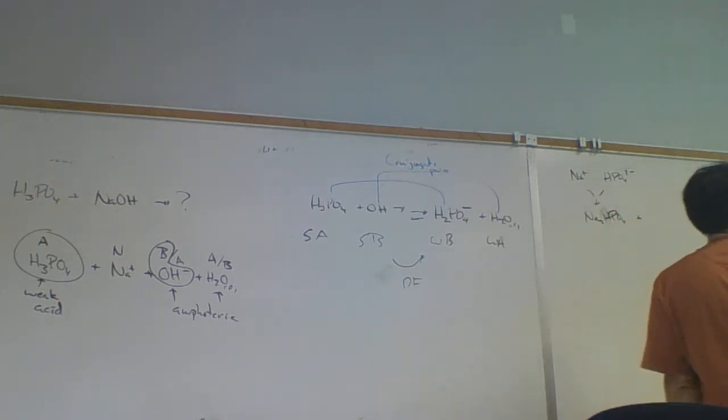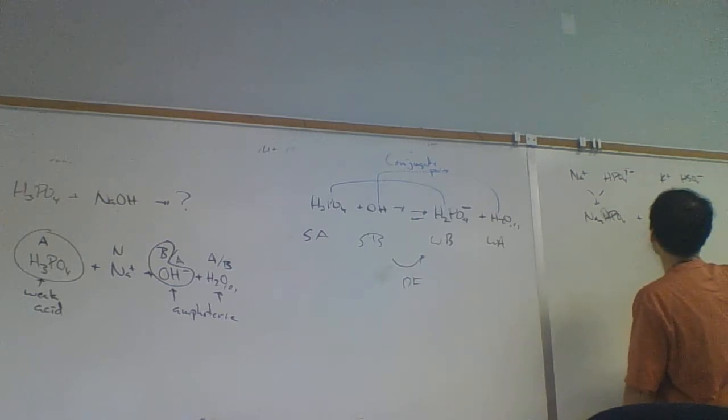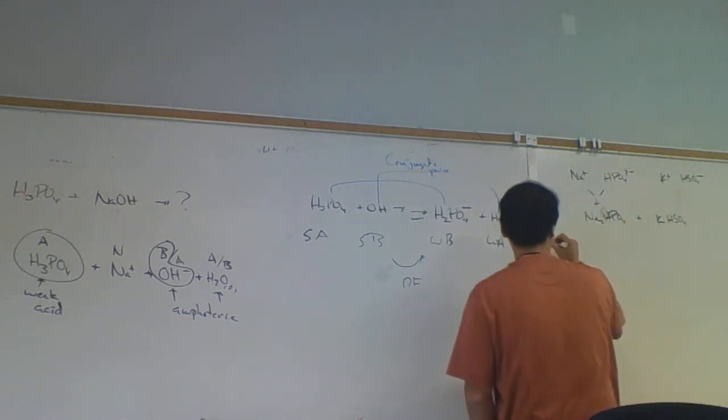Plus potassium hydrogen sulfate, HSO4 minus. So we're going to have KHSO4. So that works out okay. And then what we're going to do, hey, wait a minute. This looks like, to me, I recognize this not as a Bronsted acid-base. I recognize this as a metathesis. And so one, I'm going to try metathesis.